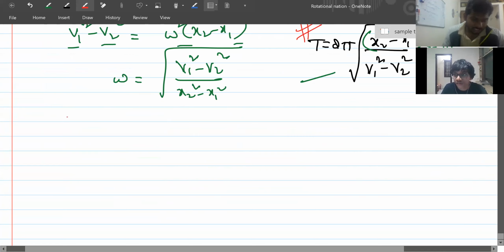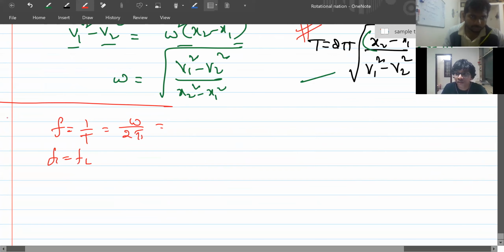Next: two particles are oscillating along two close parallel straight lines side by side with the same frequency. Frequency is equal to 1 by time period, which is omega by 2 pi. F1 is equal to F2. They have the same frequency and amplitudes. Amplitude also same, A1 is equal to A2. They pass each other moving in opposite directions when the displacement is half of the amplitude. When the displacement is A by 2, they pass each other.